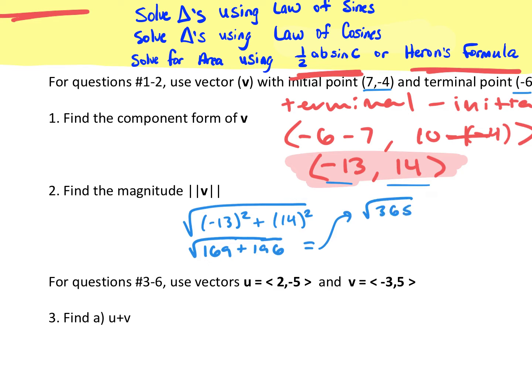Always check and see if you can simplify your radical here. I don't think we can. No. So we don't have any factors that can come out here. So this would be our answer. Square root of 365.